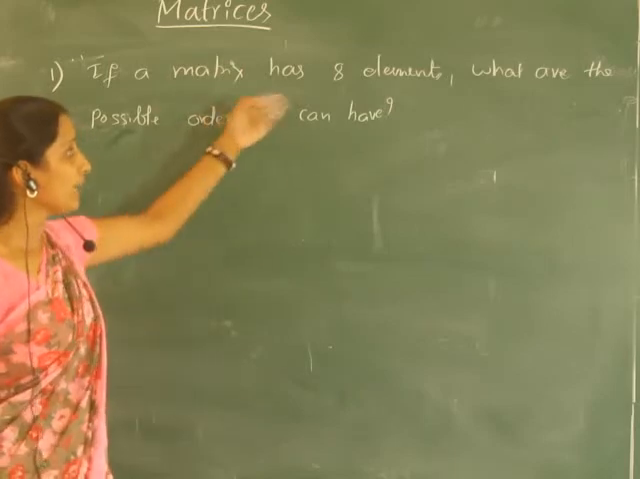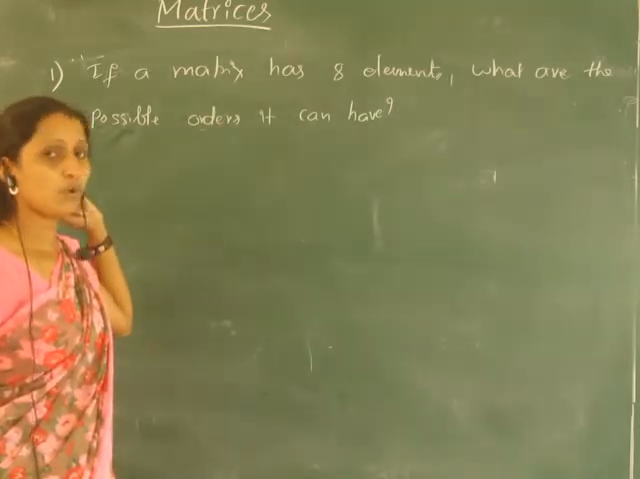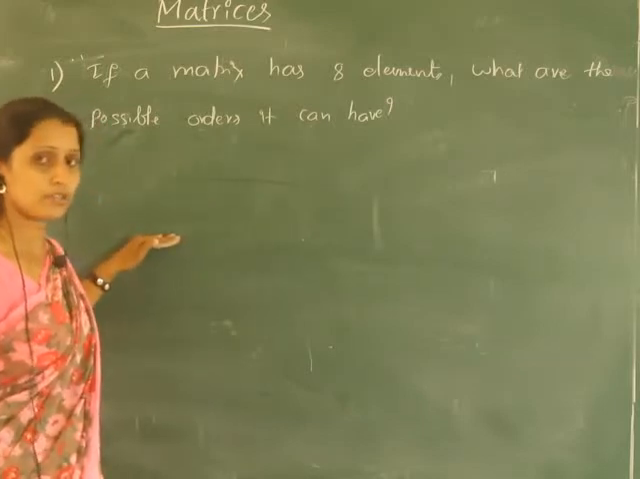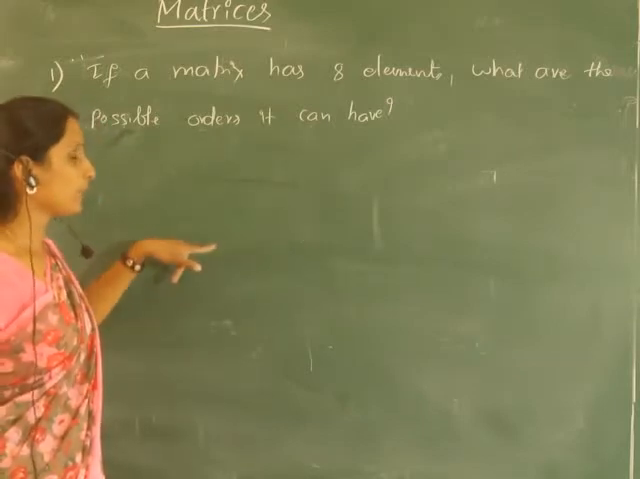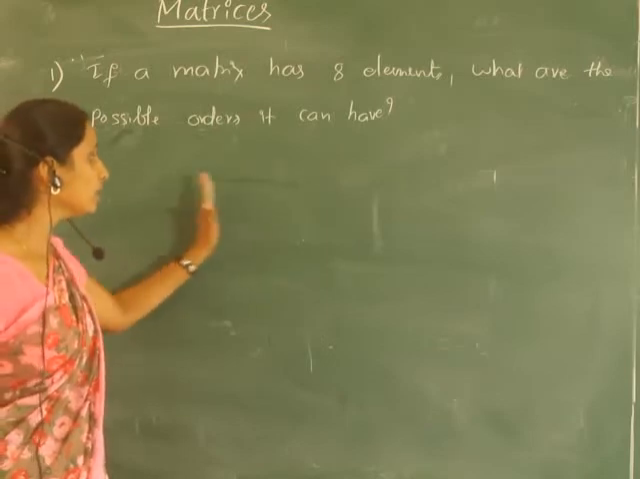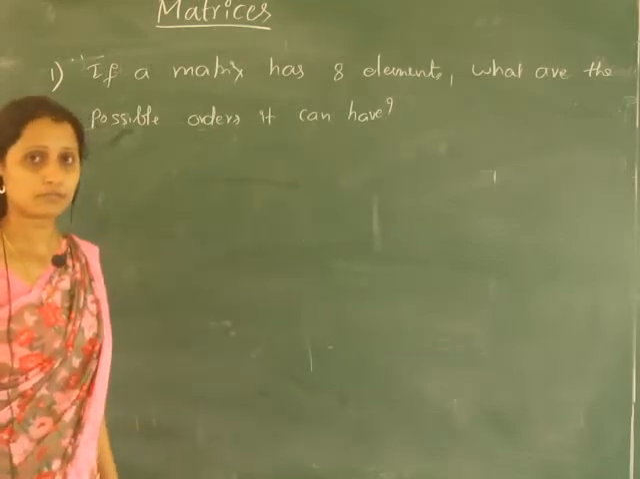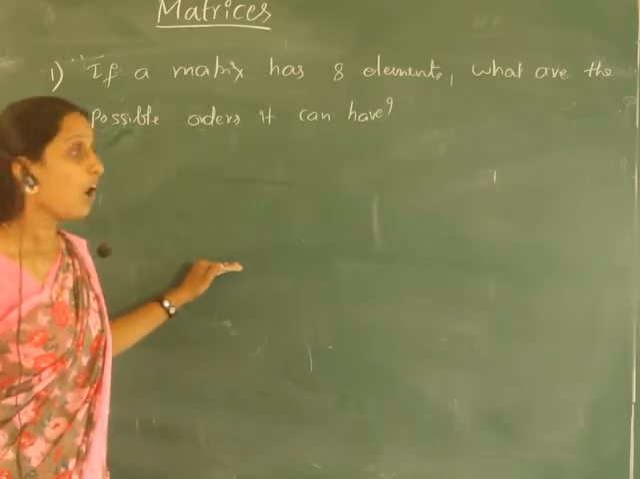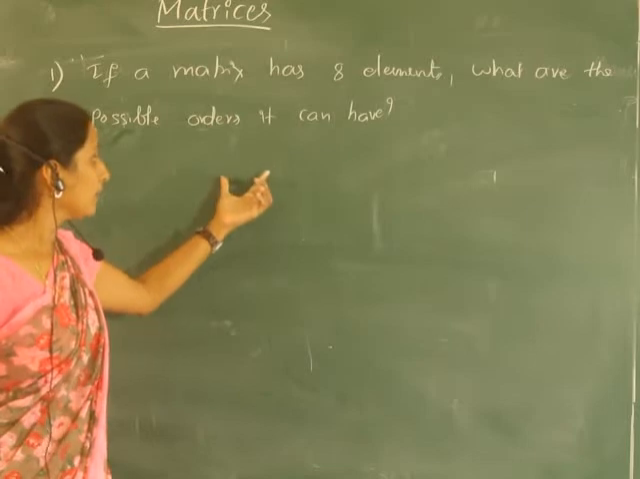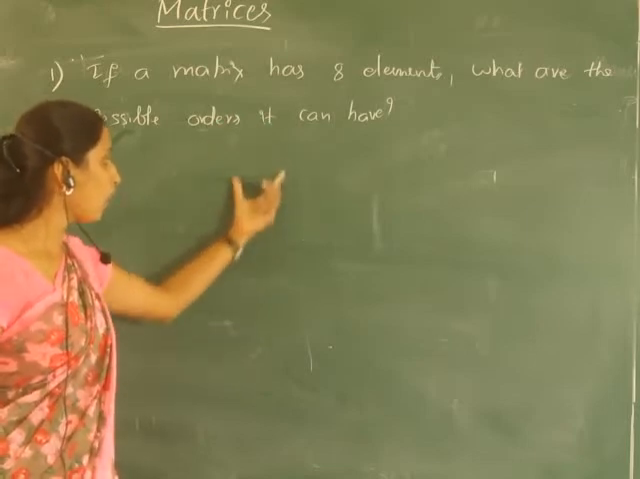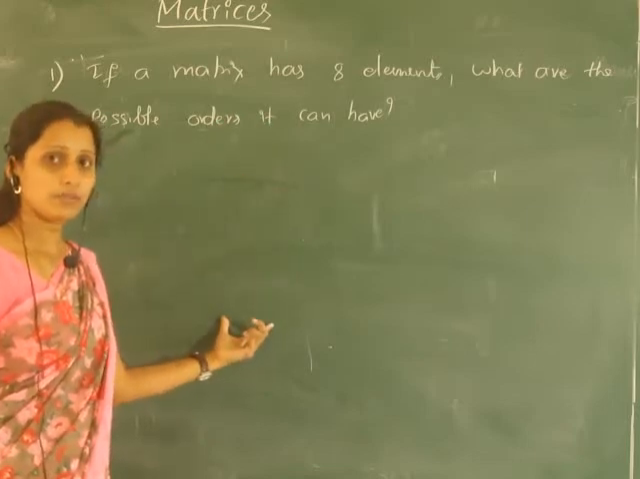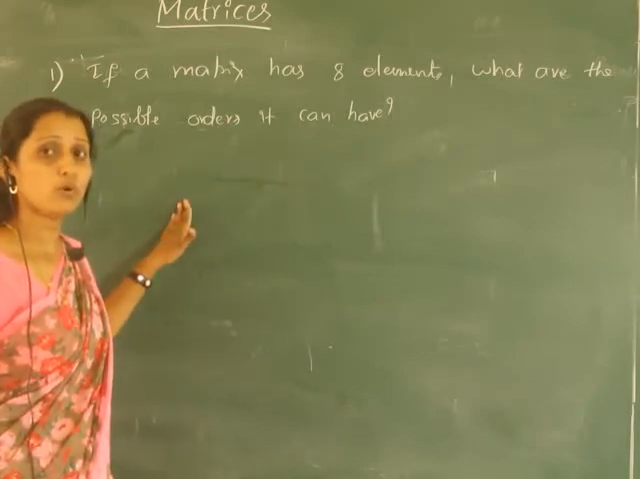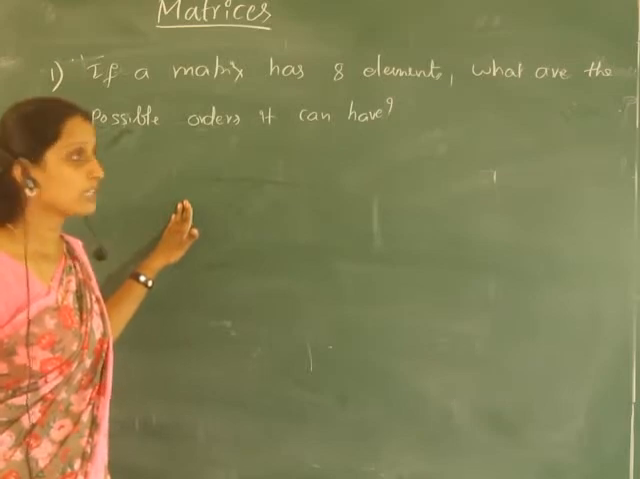Or I can take 4 and 4: 4 elements in the first row and 4 elements in the second row. There are 2 rows and how many columns? 4 columns. 2 rows and 4 columns. Or I can place these 8 elements in 2 columns. Then there will be 4 rows. So the possibility is 2 by 4 and 4 by 2, that also can be possible.